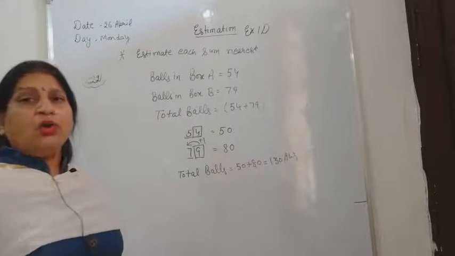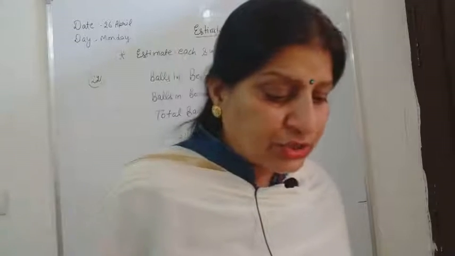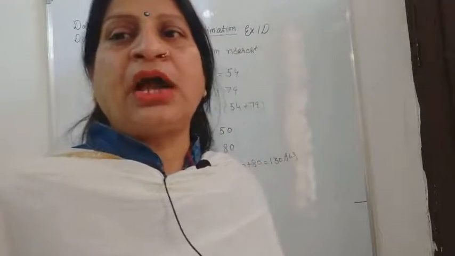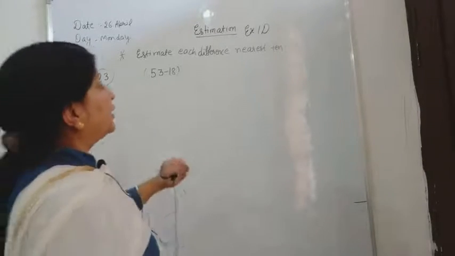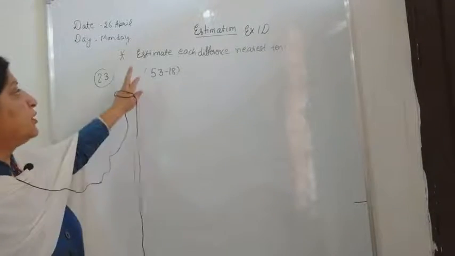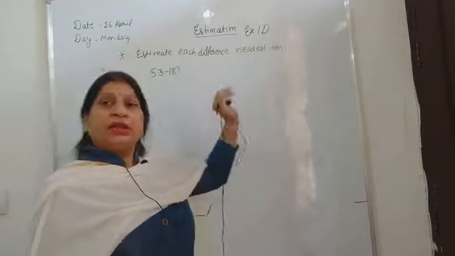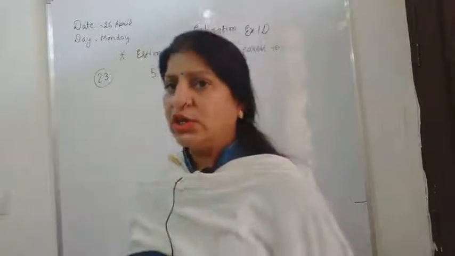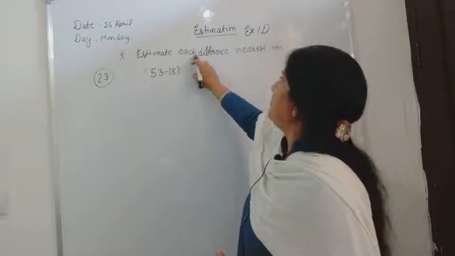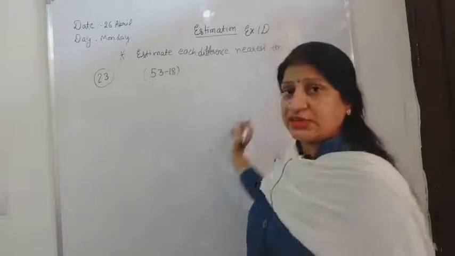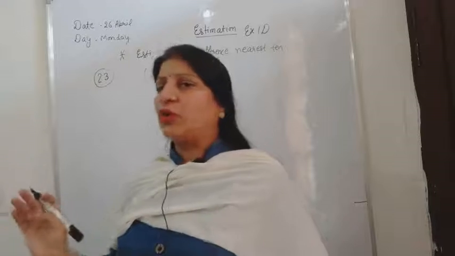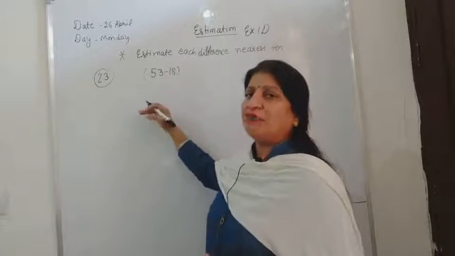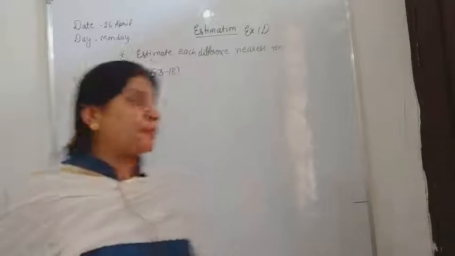Clear? Now we start our next question, and in the next question you have to estimate the difference. Till now you have learned to estimate each sum to the nearest 10, nearest 100 and nearest 1000. Now you have to learn to estimate each difference to the nearest 10. So you have to follow the same process, only in place of addition you have to do subtraction.